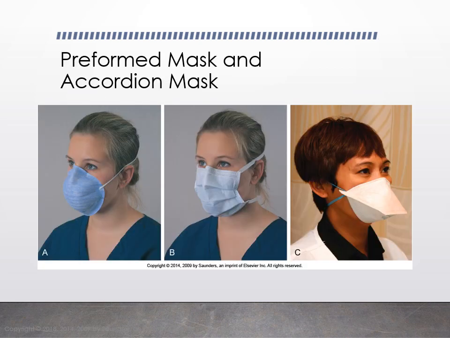So here are some masks. We see 3 masks in this picture. So picture A, we have a preformed mask. Picture B, we have the accordion mask with ties. And in picture C, we have one type of N95 mask. This is what I said I've known as duckbill mask. So you can kind of see how that name came about. It does look a little bit like a duckbill. So this is one type of N95 mask in picture C.